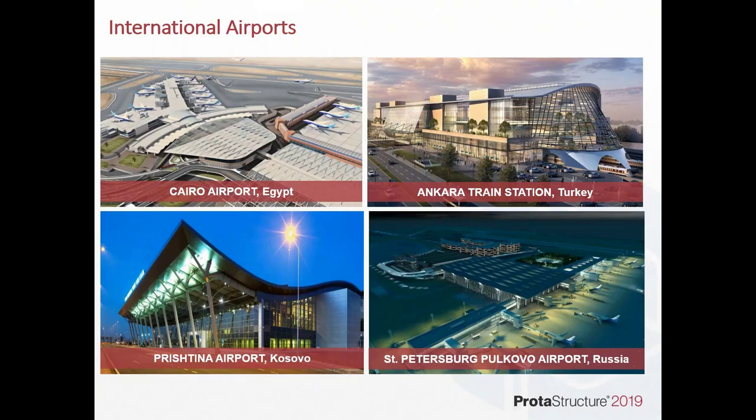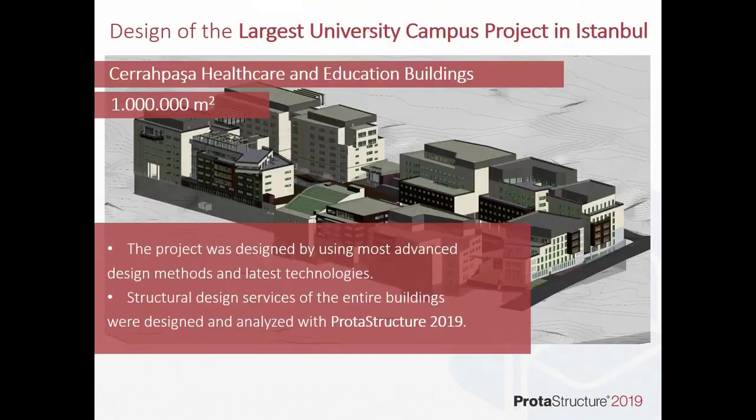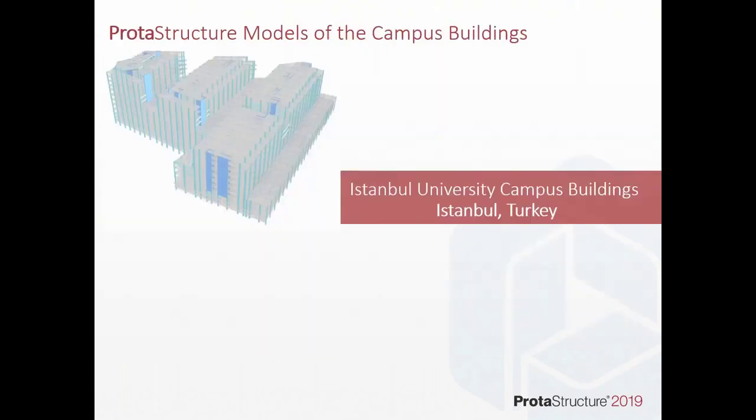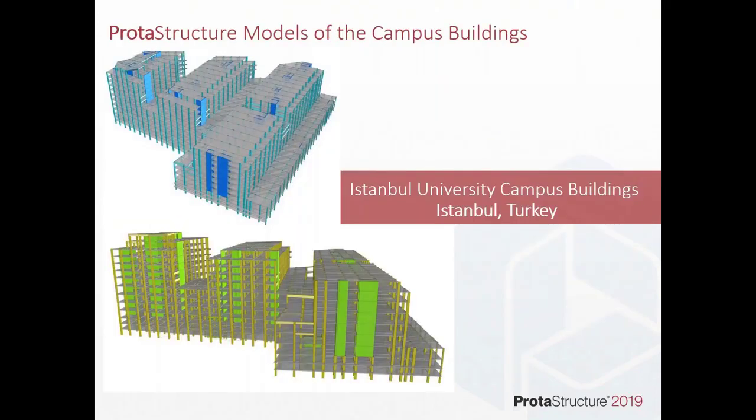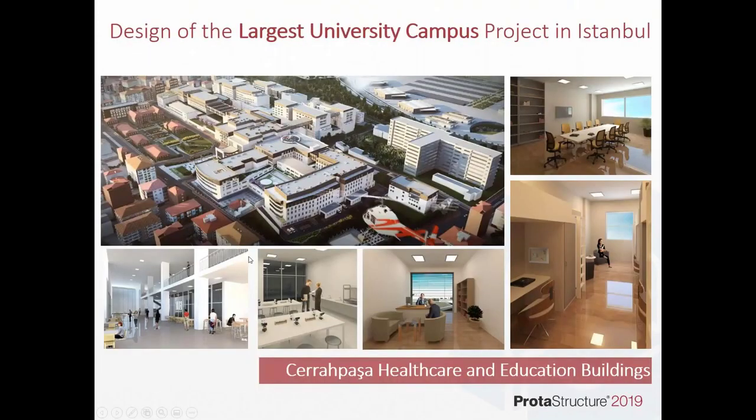Cairo Airport, St. Petersburg, Pristina Airport, even the high-speed railway that goes from Ankara through to Istanbul. We've been involved with designing. We also get involved with large educational facilities and using the software to develop those types of projects. This is the actual final built job.